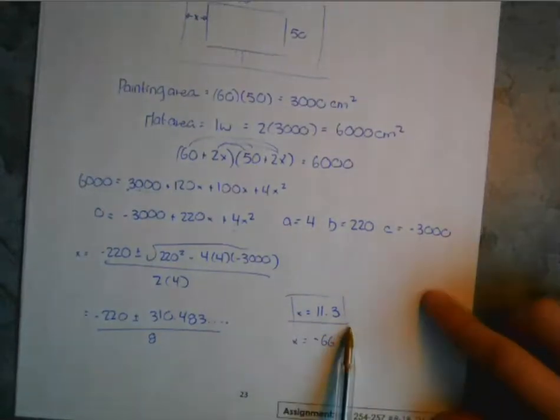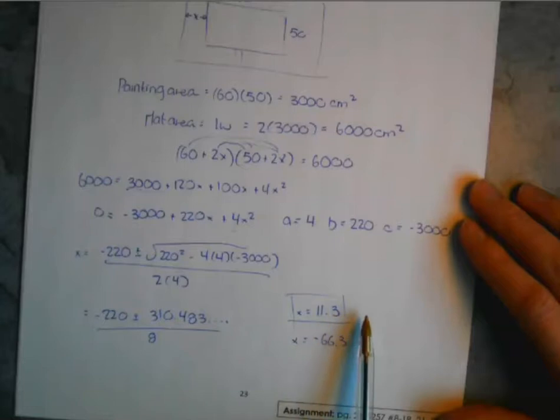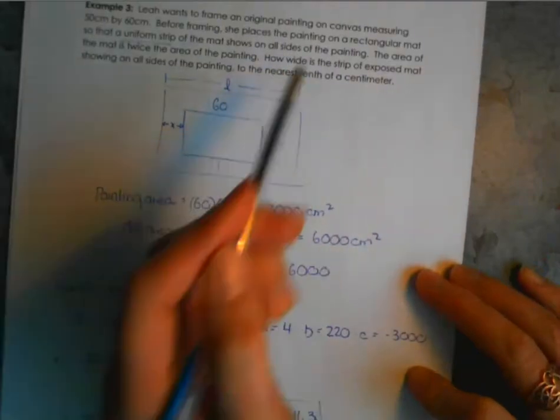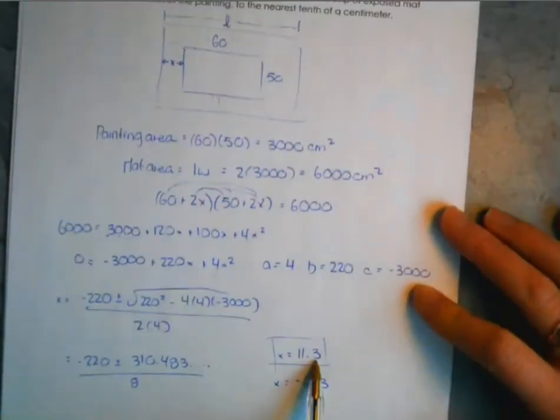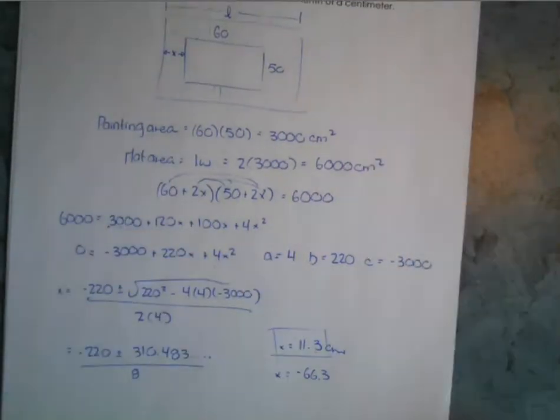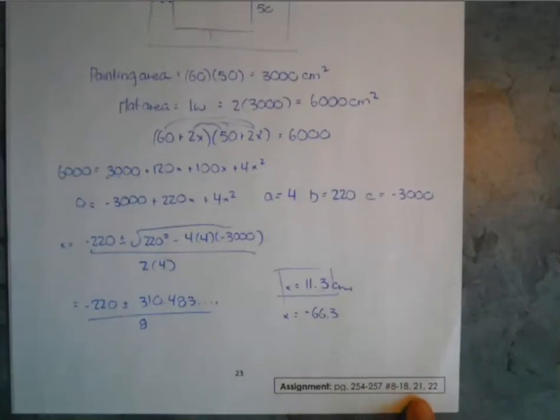So then you would, and again you can check the filled in notes for this, write it out properly. The strip around all edges of the mat is 11.3 centimeters. And just remembering they told you to round it to the nearest tenth, so that's why I kept it as 11.3 centimeters. Okay. So again, I have some practice problems there for you to try.